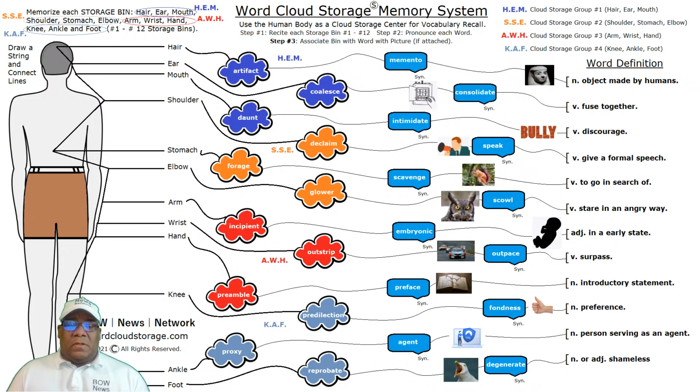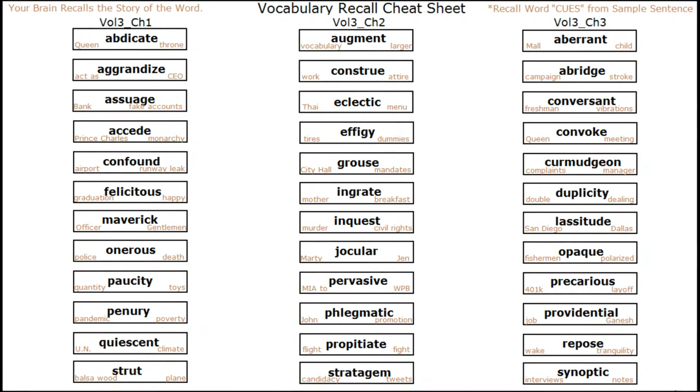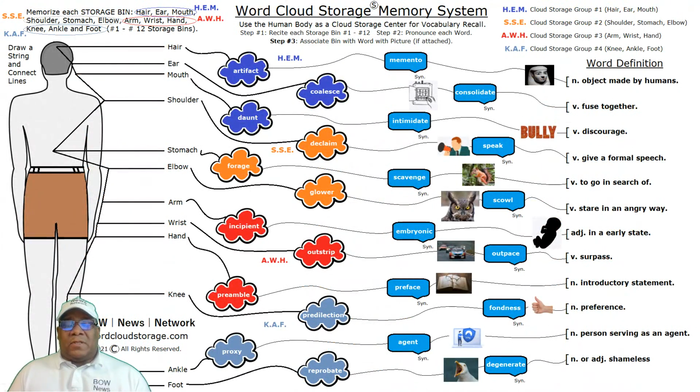Of course, it doesn't hurt to go back to each vocabulary recall sheet for the respective chapter, but by going through this lesson, you can see how we're mapping the word definition to the synonym along with a picture to word association, which should help you to remember the word for a pretty long time as you go into your standardized exam.